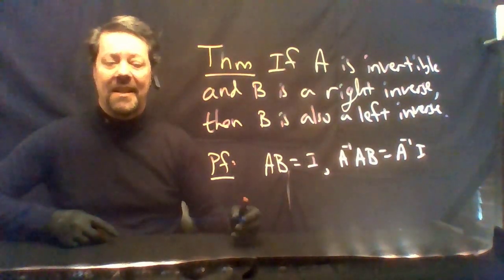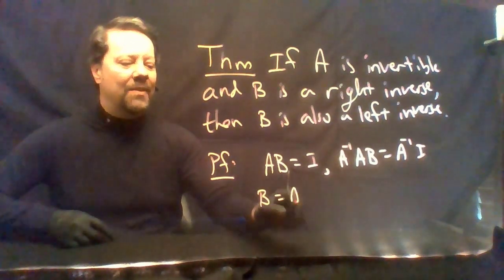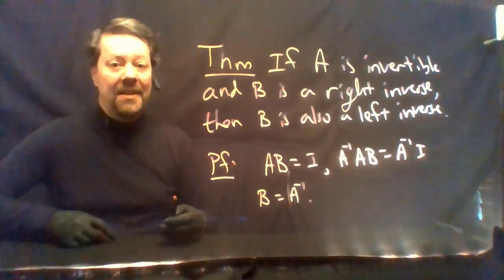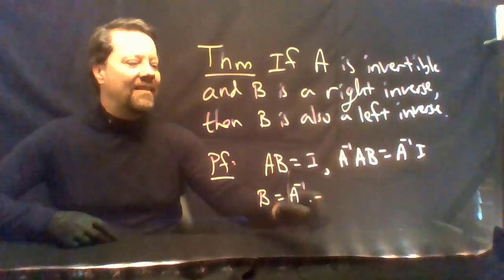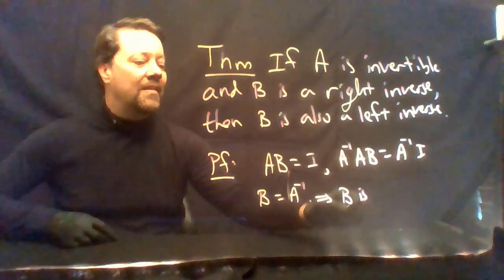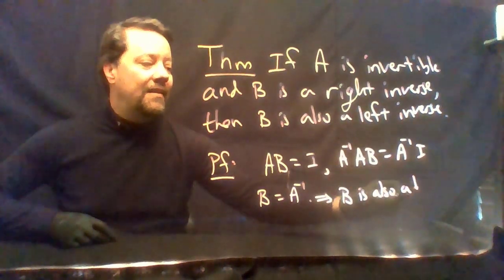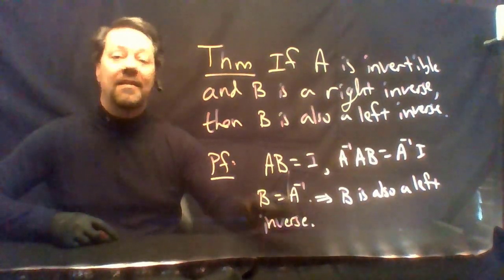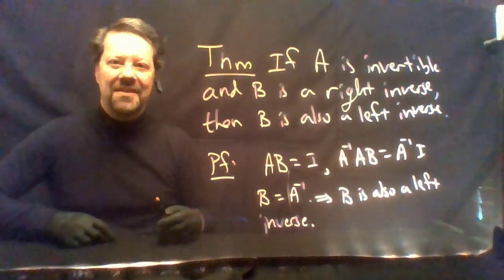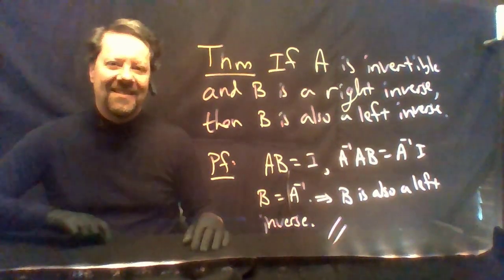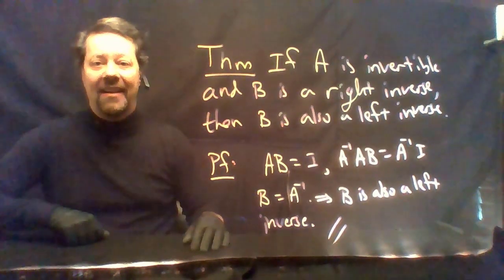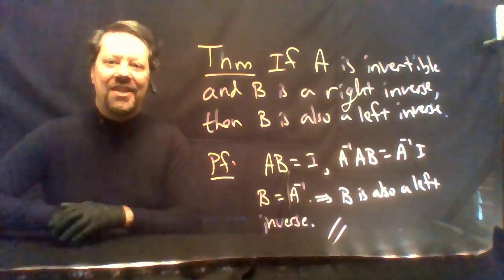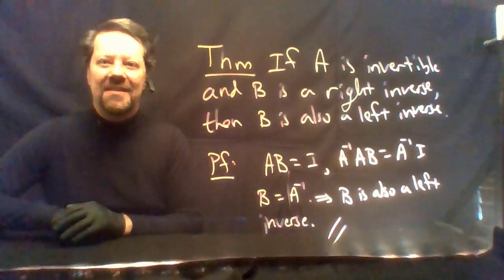A inverse times A is the identity, so you get B equals A inverse. Remember, an inverse is both a left and a right inverse. That implies B is also a left inverse, and hence is equal to the unique inverse. This theorem means that if we find a right inverse to a matrix, then it is the unique inverse, and we don't have to check that it is also a left inverse.